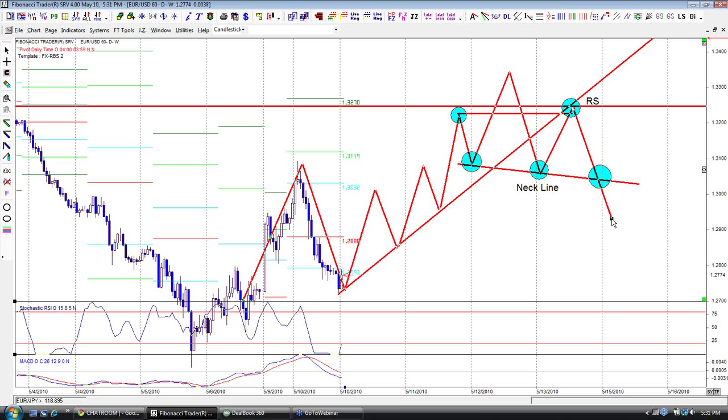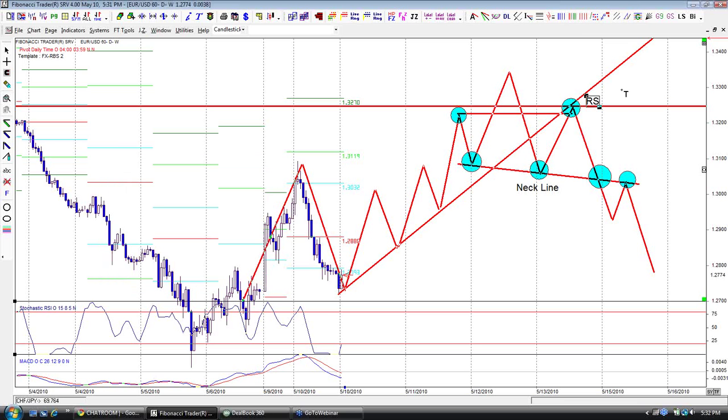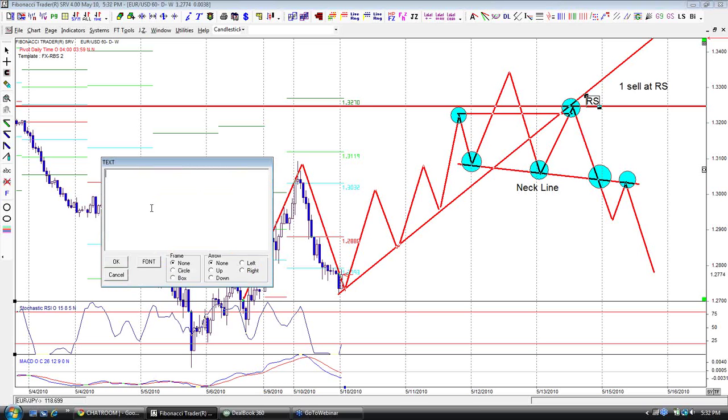And I would enter if price breaks the neckline, comes back to retest the neckline, and this here can be my second sell. So I will have the first sell at the right shoulder, and then I can add to my position, or I can limit the entire first position and then open a second one at the retest of the neckline.